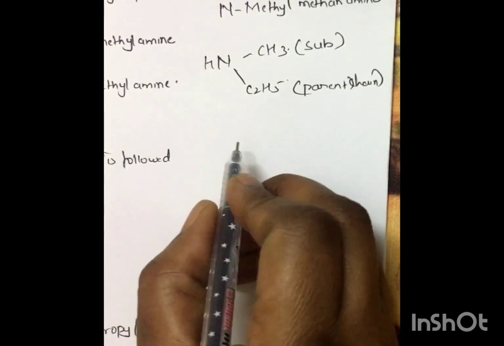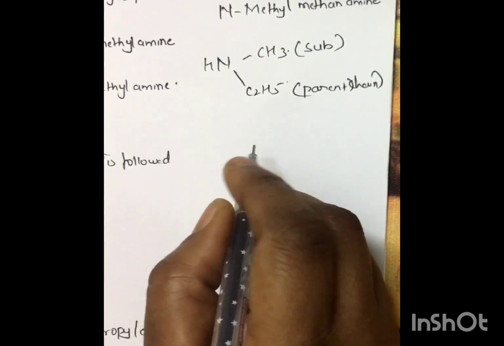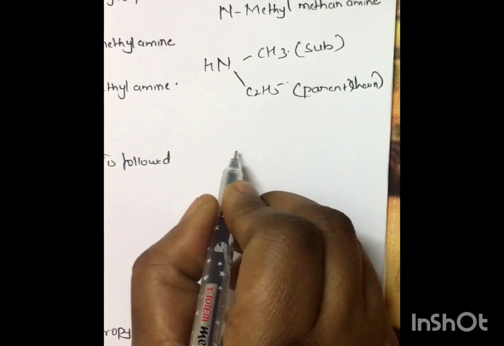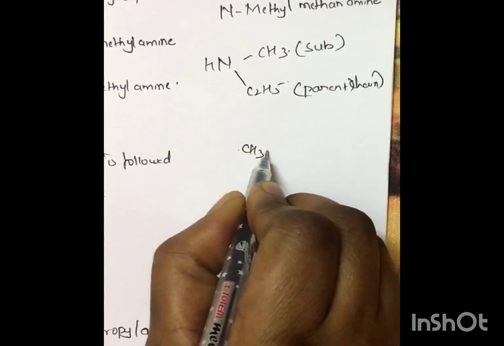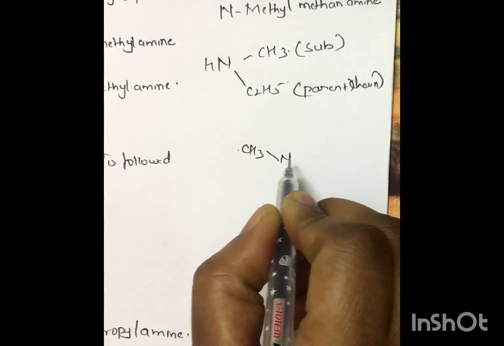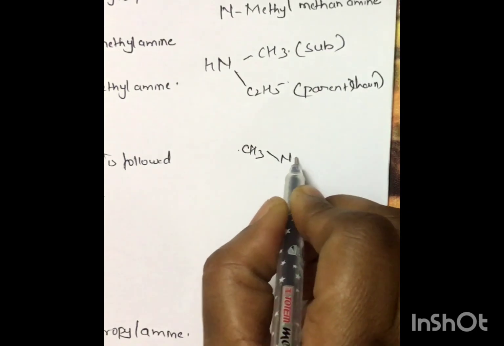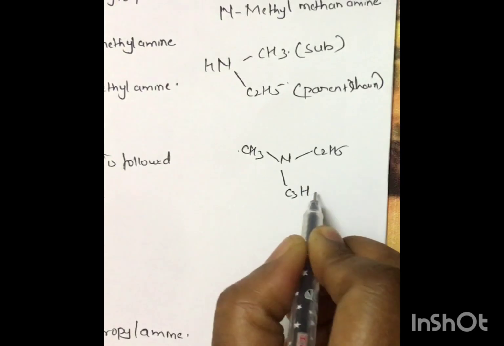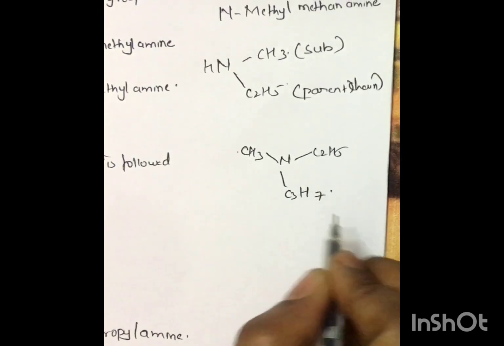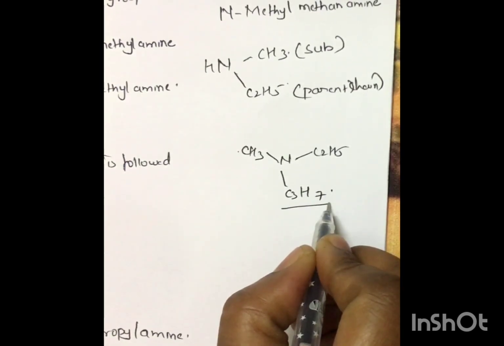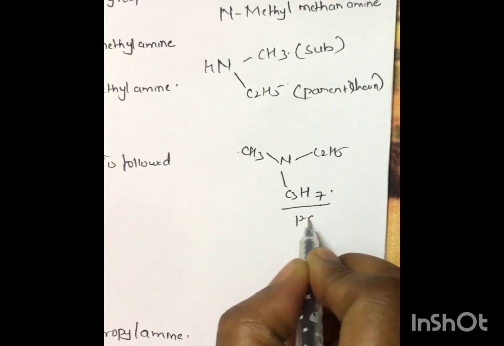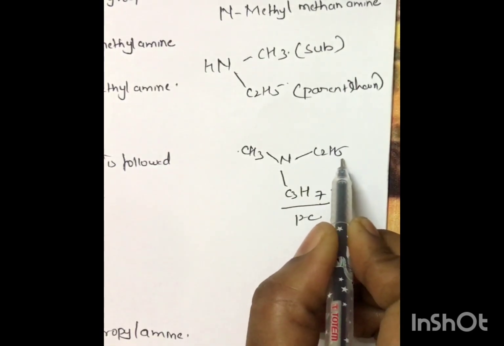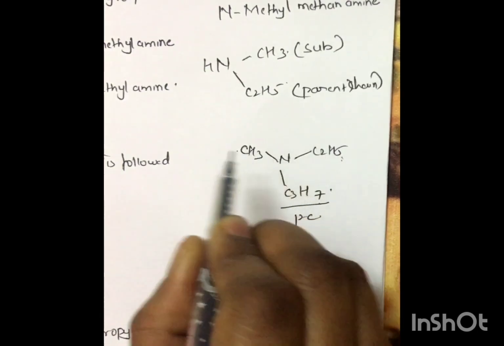For example, here we can see CH3 N, C2H5, and C3H7. The one with more carbon atoms is treated as the parent chain, the propyl group, and there are two side chains, which become substituents.